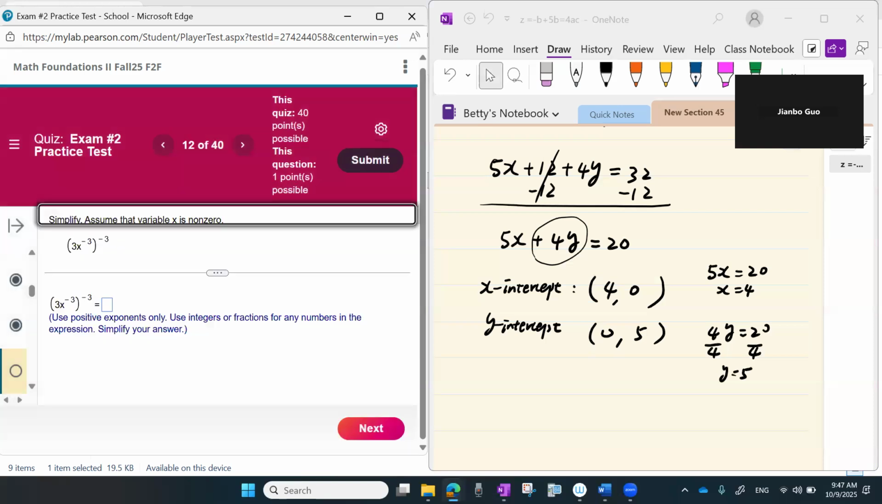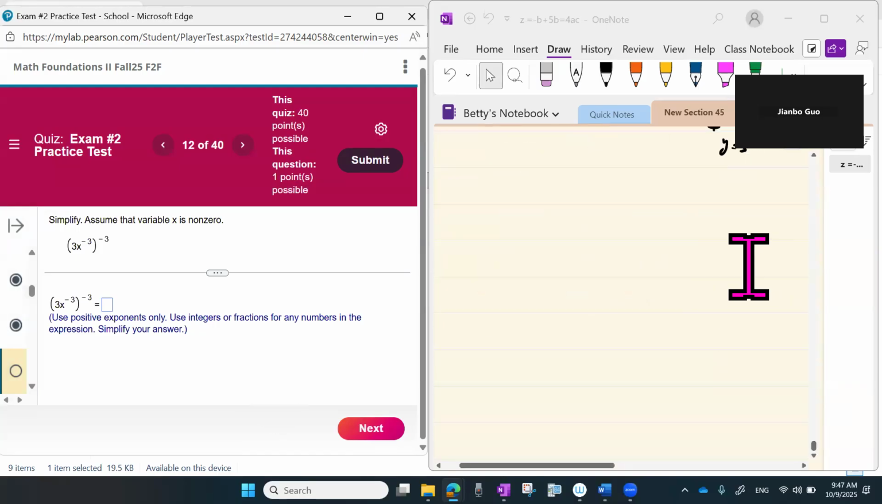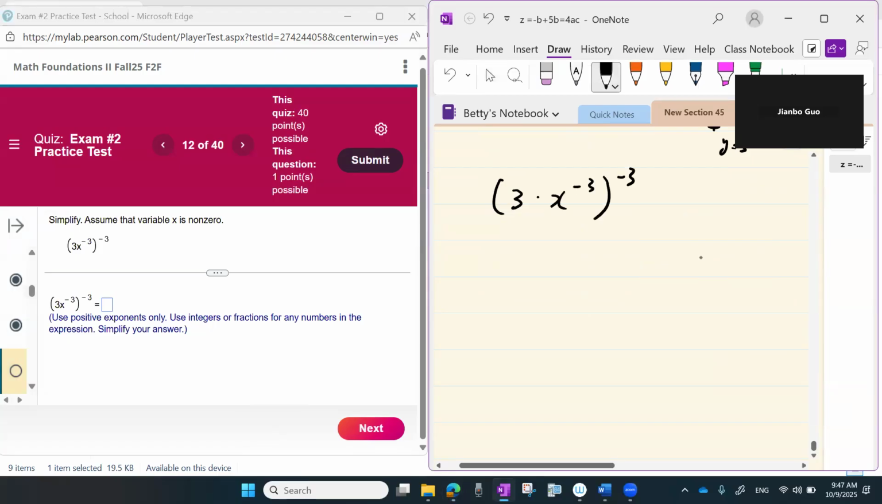Next, question number 12. Simplify. Assume the value of x is non-zero. I see a power of a product. So a factor 3 and a factor x to the power -3. We are going to apply power of a product equals the product of powers. Apply the -3 on each factor. Okay? Apply -3 to 3 and to x to the -3.